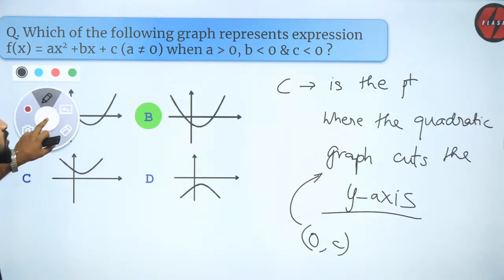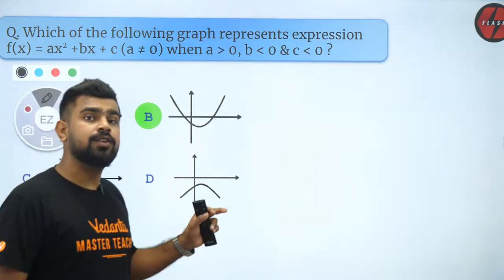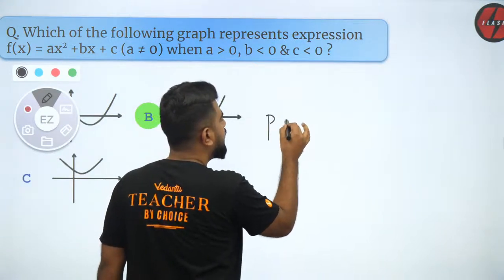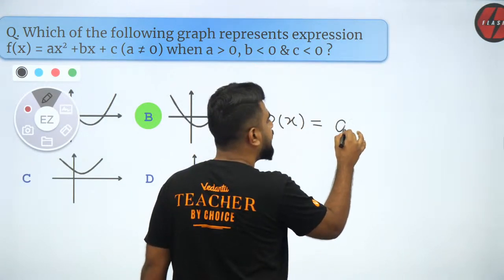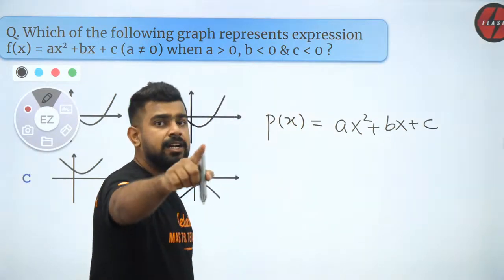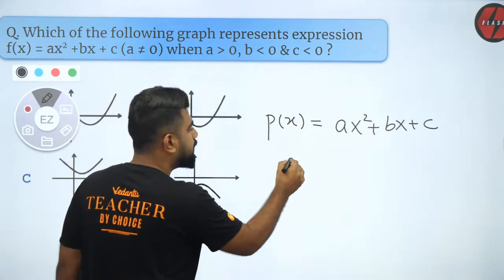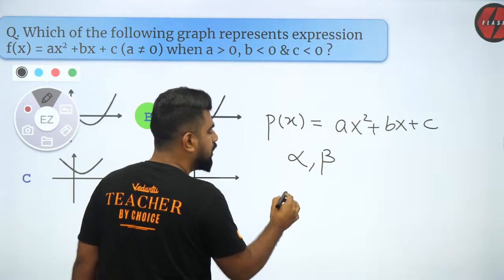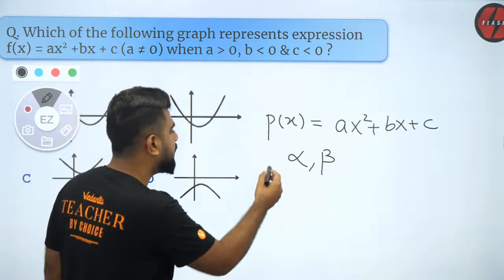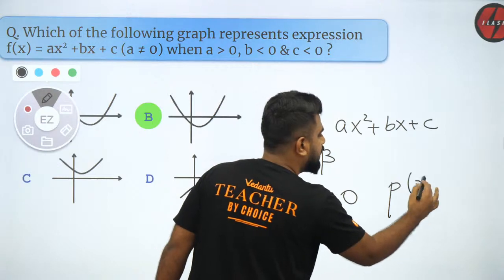Now coming to the most common doubt. What is that? Sir, why do we consider roots with the x-axis? First of all, let us say p of x is a quadratic polynomial. Let me say alpha and beta are the roots. So what do I mean by that? That means p of alpha is 0 and p of beta is equal to 0.